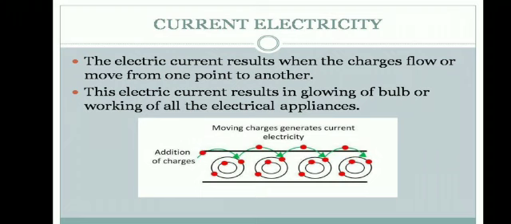Current electricity. See, when charges flow or move from one point to another, it results in electric current, that is known as current electricity. We use current electricity to glow the bulb, to turn on the fan, and to work all the electrical appliances.